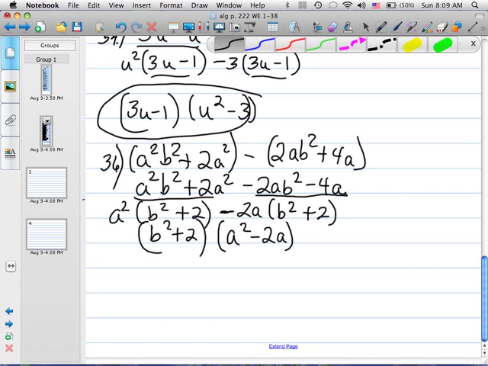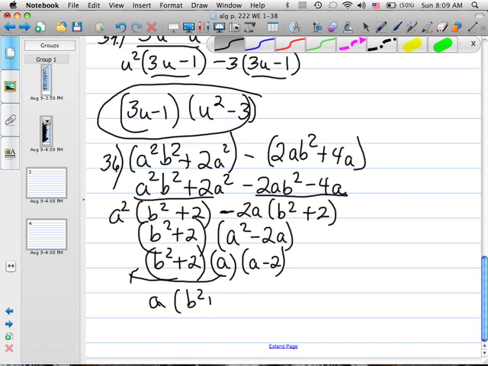This a squared minus 2a, I can take out an a, and I have a minus 2 left. And always, if you get a situation like that, it's always best to put your monomial first, so you don't lose it. And there's our answer.